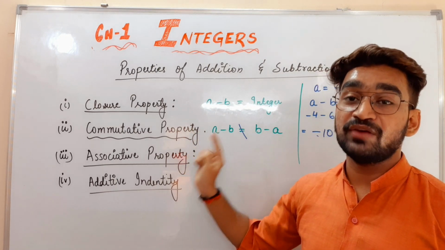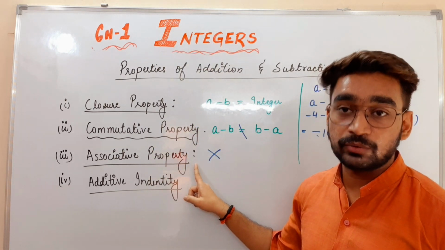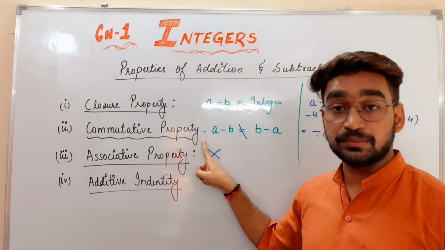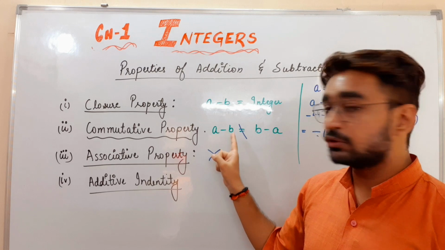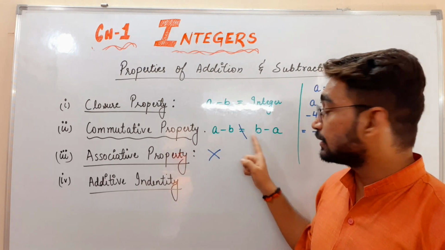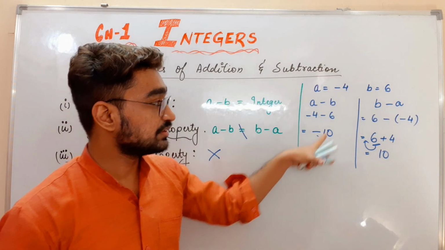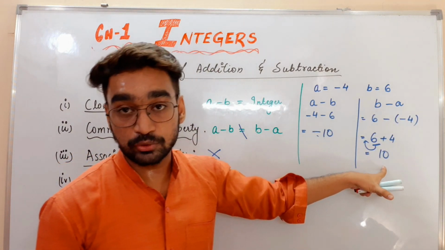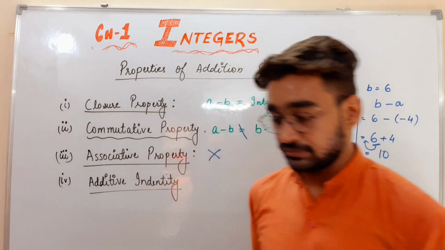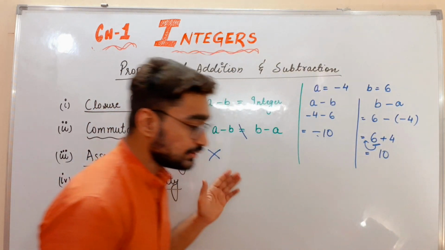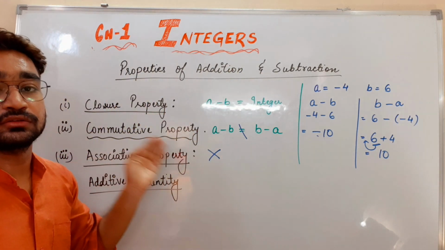The sequence of addition doesn't matter in the case of addition. That is why it follows the associative property also. But in the case of subtraction, the sequence matters, because if the sequence changes, the answer also changes. You can see a minus b came as minus 10 and b minus a came as positive 10. So if the sequence changes, the result also changes. So we can say that in the case of subtraction, only the closure property works.